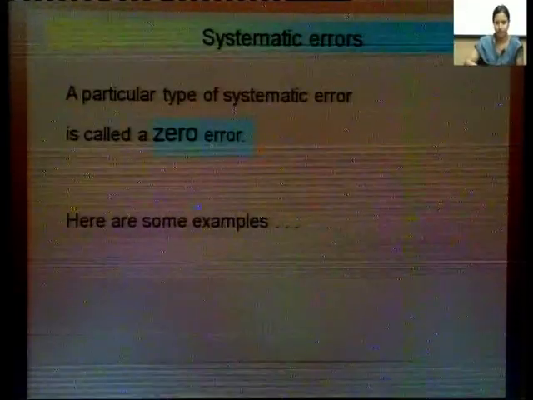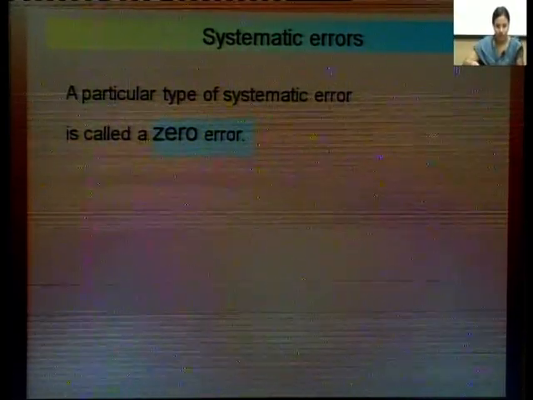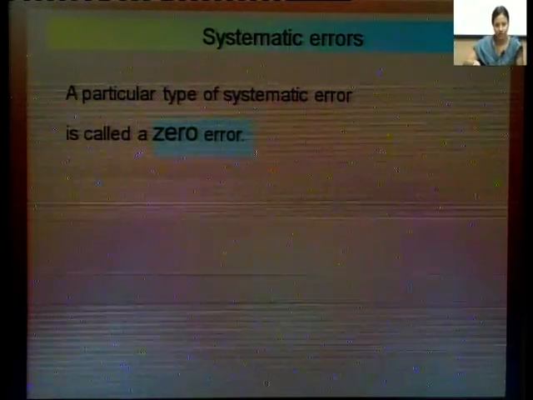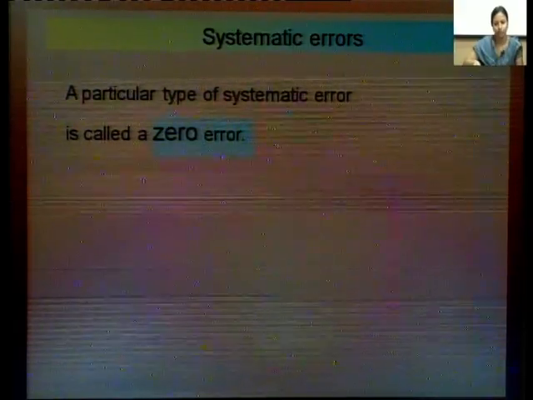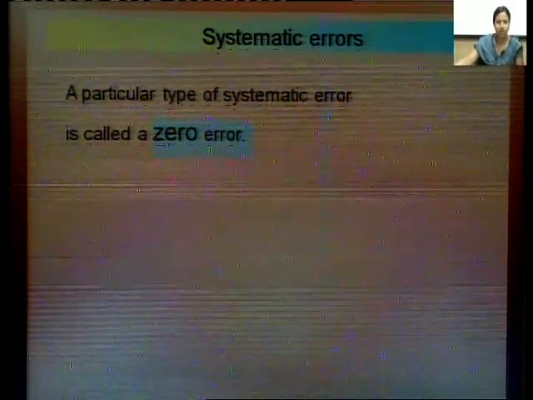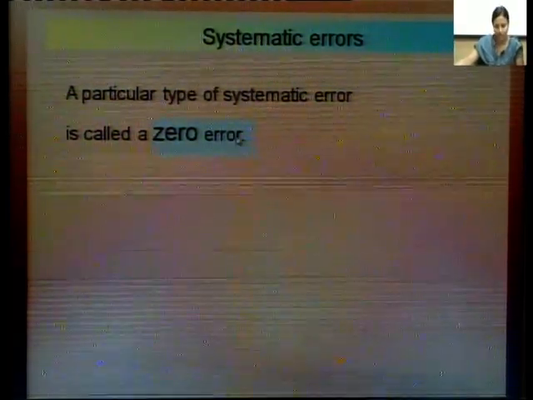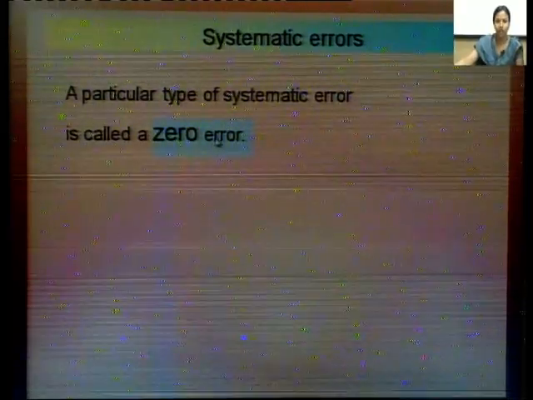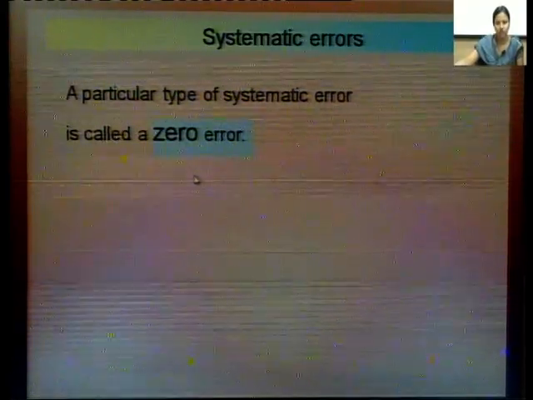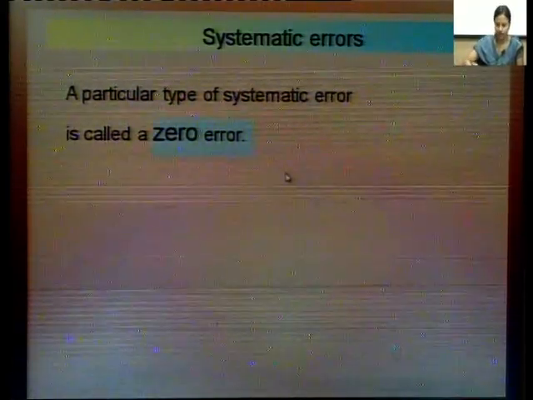Third, this type is very important. A particular type of systematic error is zero error. It appears in one experiment, that is the vernier caliper. I think you have already done the experiment on measuring volume with the help of a vernier caliper. The error in the vernier caliper is zero error. Its name is zero error, it is not zero. It may be zero depending upon the instrument, but its name is zero error.